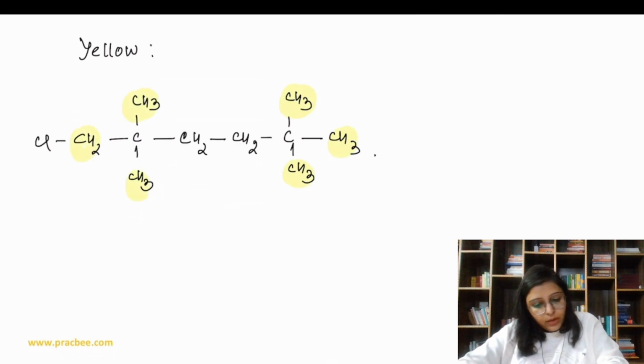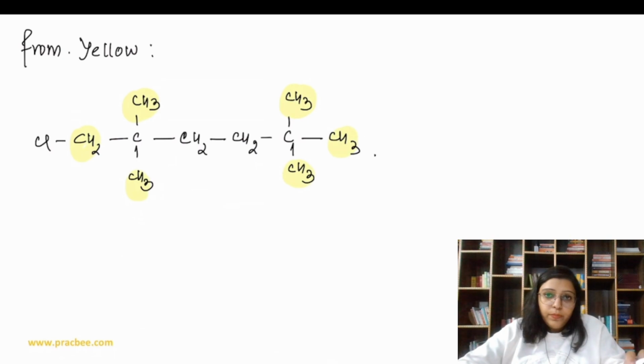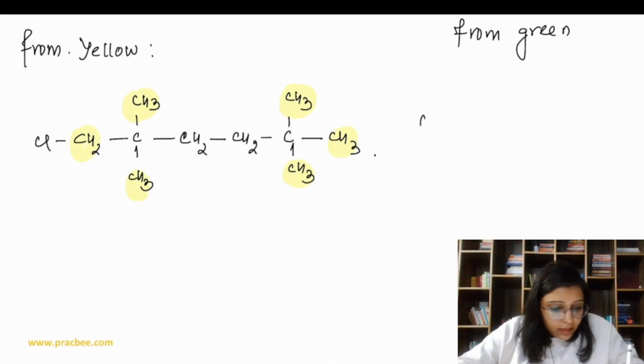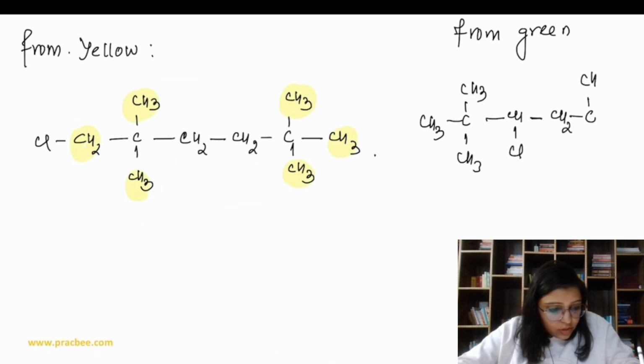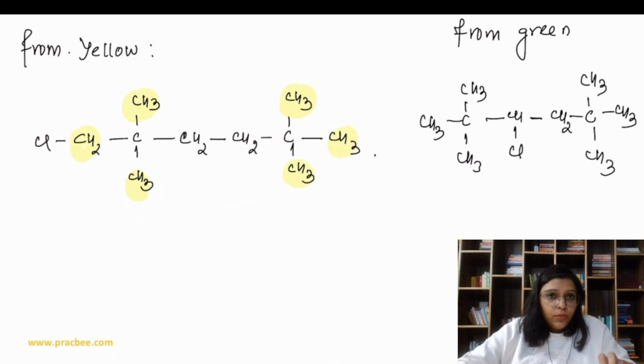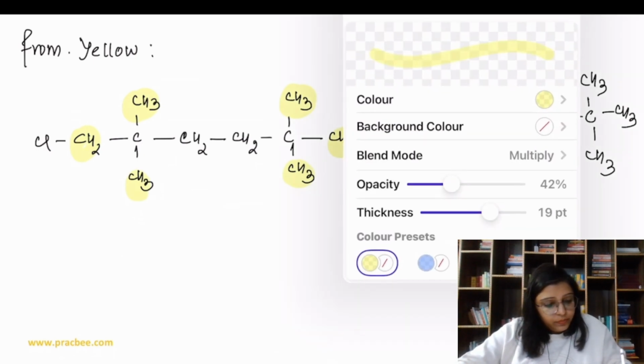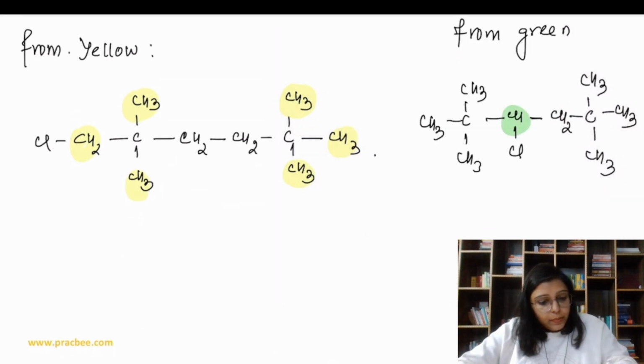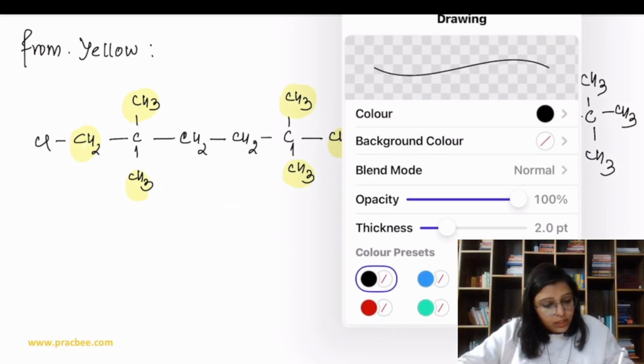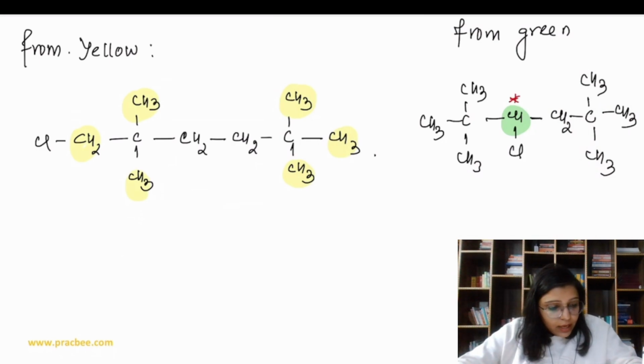so from the yellow one we get this one, and from the green one, so we get CH3, CH3, then CH3, on the green. So I'm attaching Cl with this one, then CH2, CH3, CH3, and CH3, right? Now from the green one we get this one. Okay? But if you see this, this is the chiral carbon.